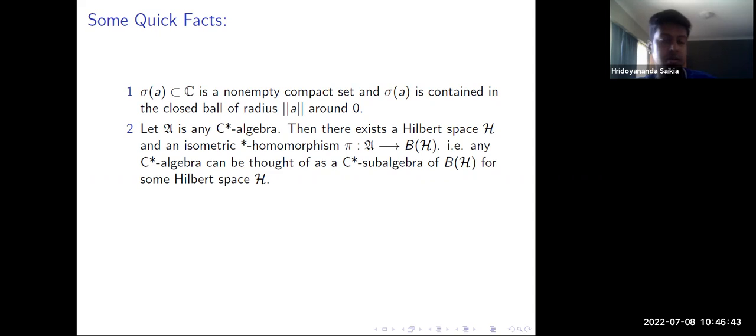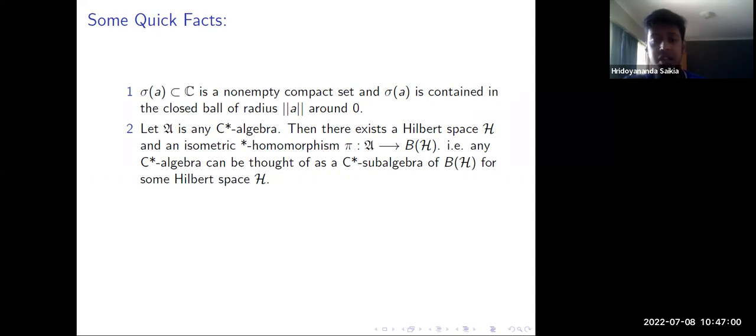All right. So this is the GNS representation kind of theorem. Suppose I have a C-star algebra A, then there exists a Hilbert space H, and an isometric star homomorphism pi from A to B(H), the set of all bounded operators on H.